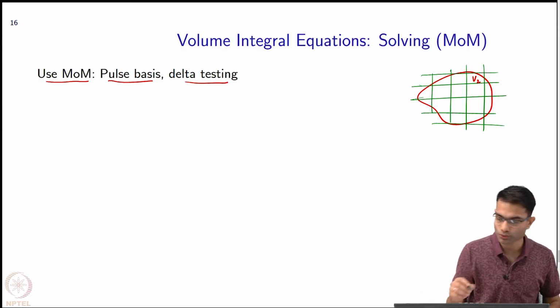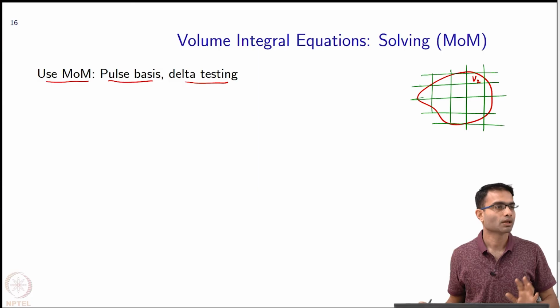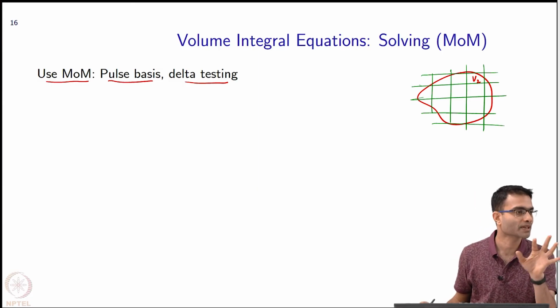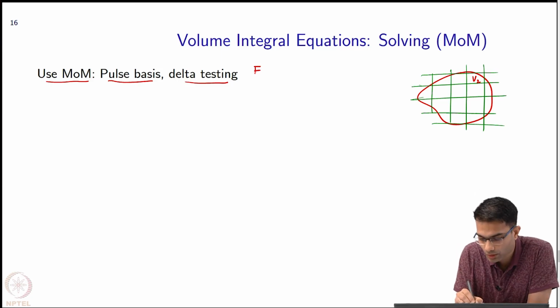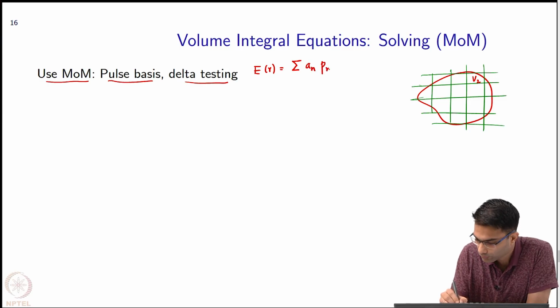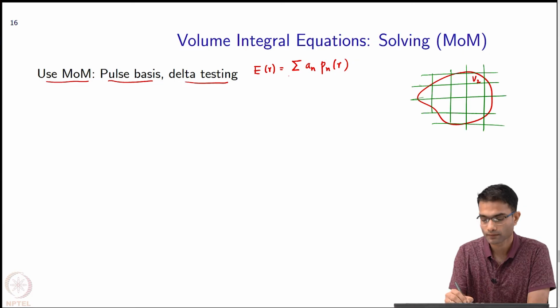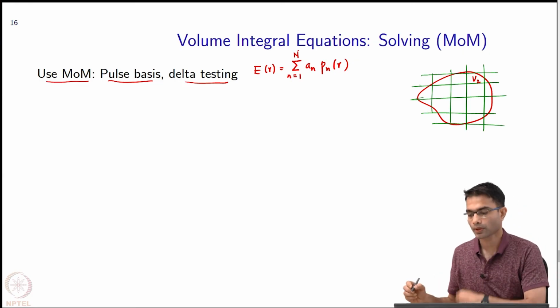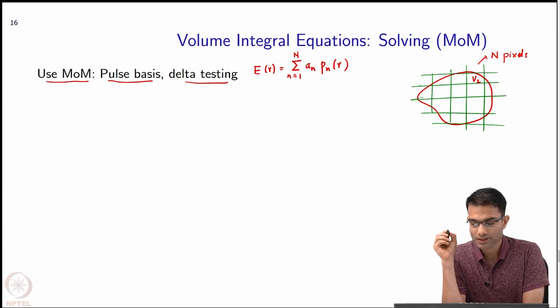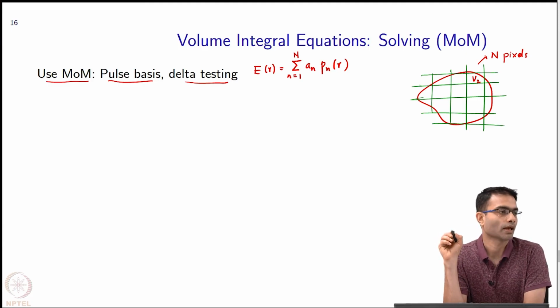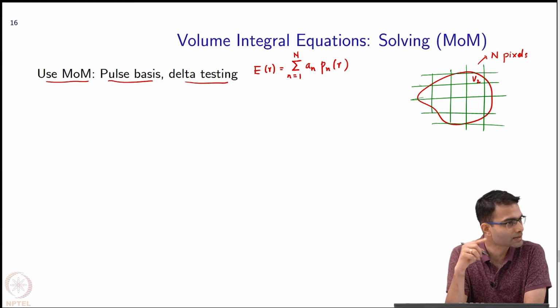Having shown you the grid over here, pulse basis means whatever is the variable of interest is expressed in the pulse basis function. So, what is the variable? Electric field inside V2, right. So, I will write E(r). What have I said? I have divided this domain into capital N pixels, and this pulse basis function is 1 in the nth pulse and 0 everywhere else, right.